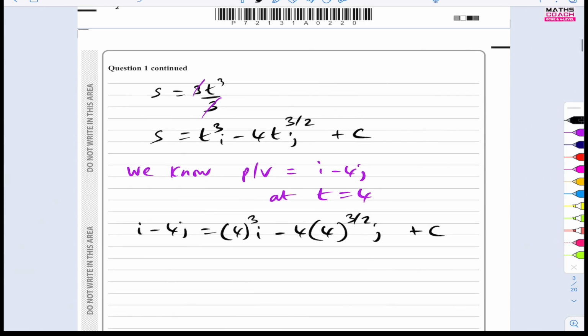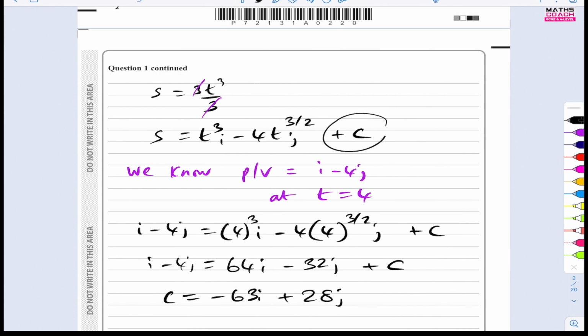So if we work this out on our calculators, 4 to the power of 3 gives us 64i, and the next part gives us 32j plus c. And then if we rearrange this to make c the subject, take the i to the other side, take the j to the other side, and therefore you have c is equal to minus 63i plus 28j. So that's your value of c. Now you can just go and replace your c right there.